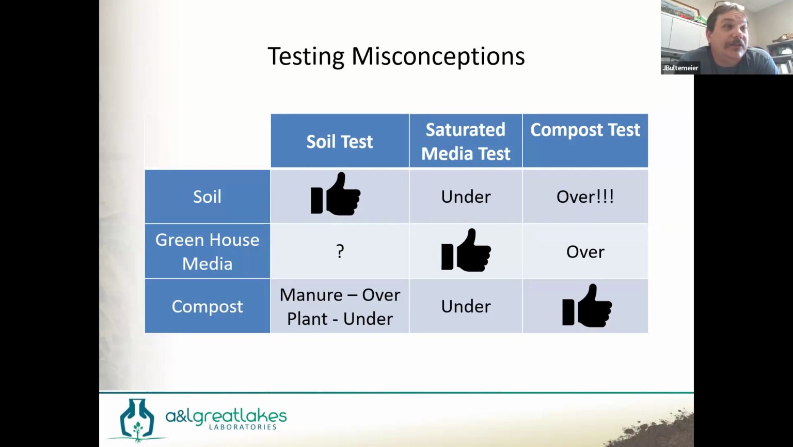If I do a soil test on a compost, I'm going to get bad numbers. So if I use a manure-based compost, I will greatly overestimate the nutrient content. The numbers will go much higher. If it's a plant-based or more ash-based compost, I will underestimate the nutrient capacity in current interpretations. Either which way, it's not going to work.